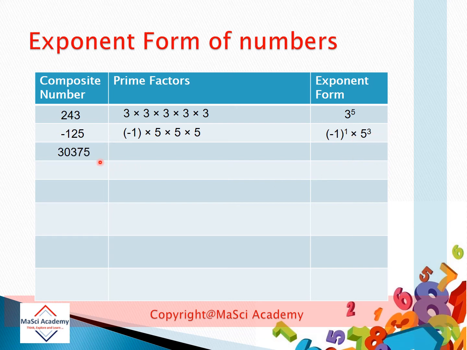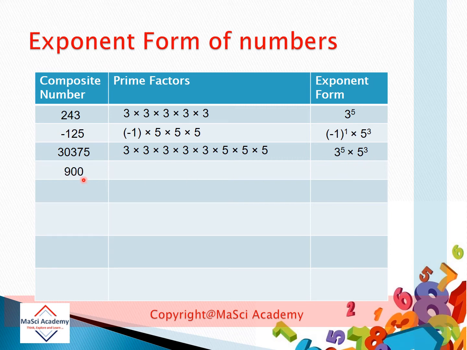The next one is 30375. Again, it is a composite number, so we find all the prime factors of this number, which comes out to be 3 cross 3 cross 3 cross 3 cross 3 multiplied by 5 into 5 into 5. Here 3 is occurring 5 times and 5 is occurring 3 times. So the exponent form of the number would be 3 to the power 5 multiplied by 5 cube.